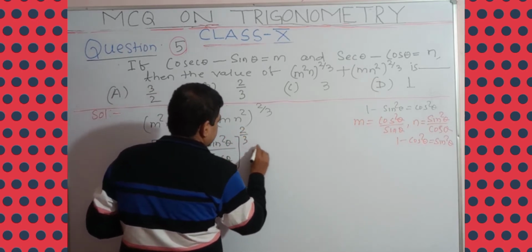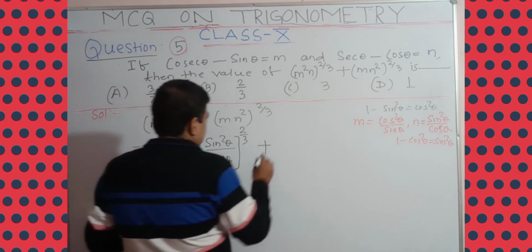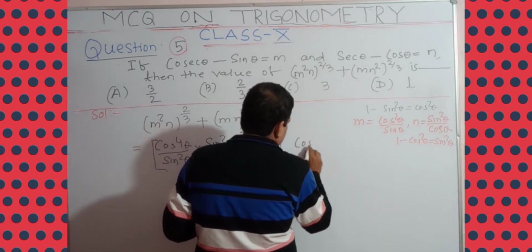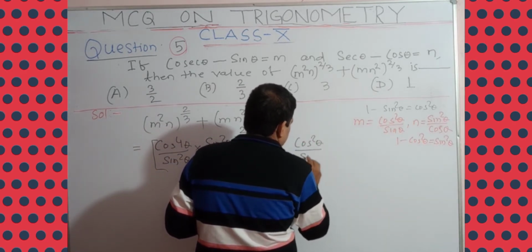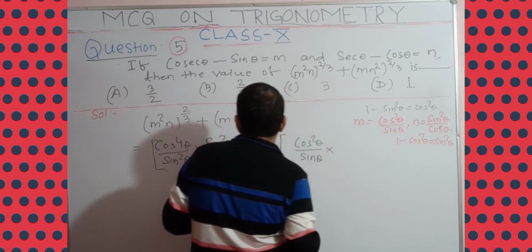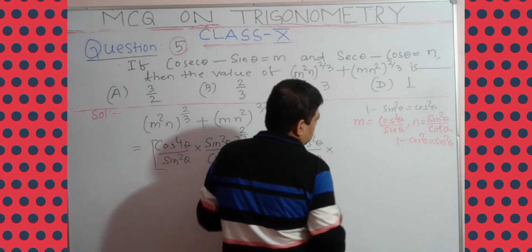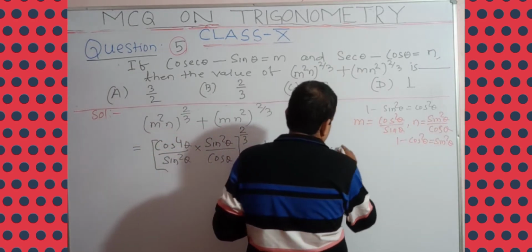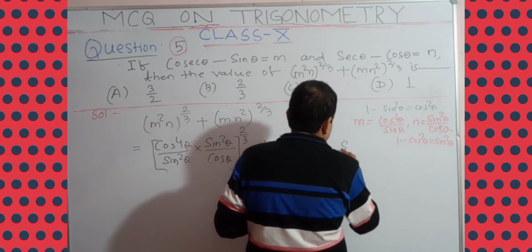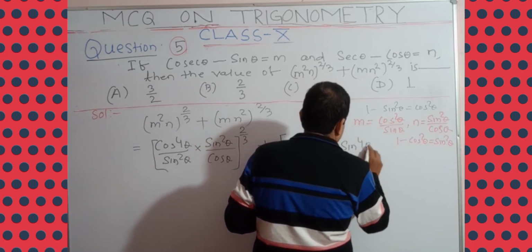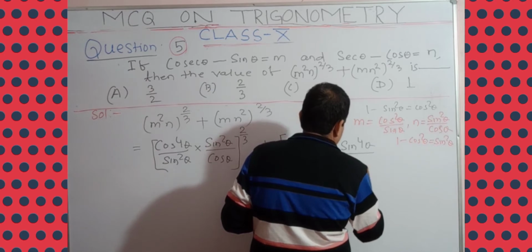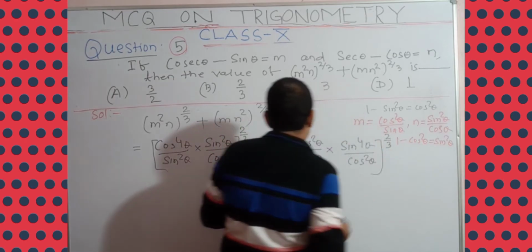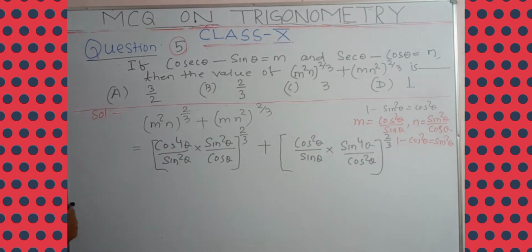Plus, in the same manner, we can write m. The value of m is cos square theta upon sin theta. And n square, you see n is given as sin square theta upon cos theta, so n square will be squaring on both sides. If you square n, it will be sin square theta whole square, which is sin to the power 4 theta, and cos theta whole square is cos square theta, whole to the power 2 upon 3. It is given. Understand? Is it clear?